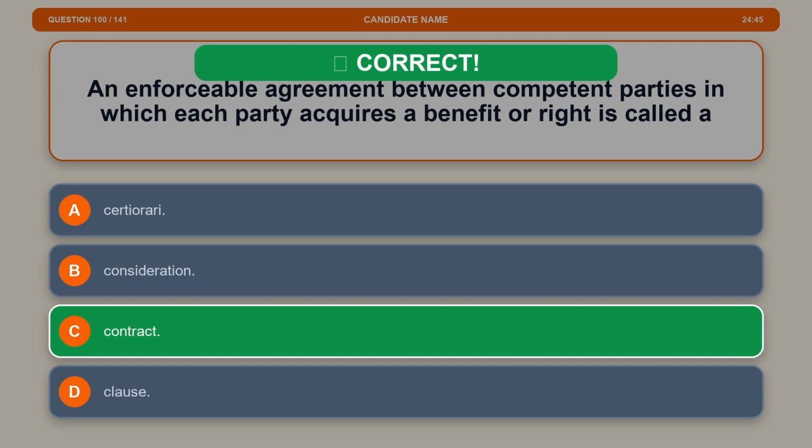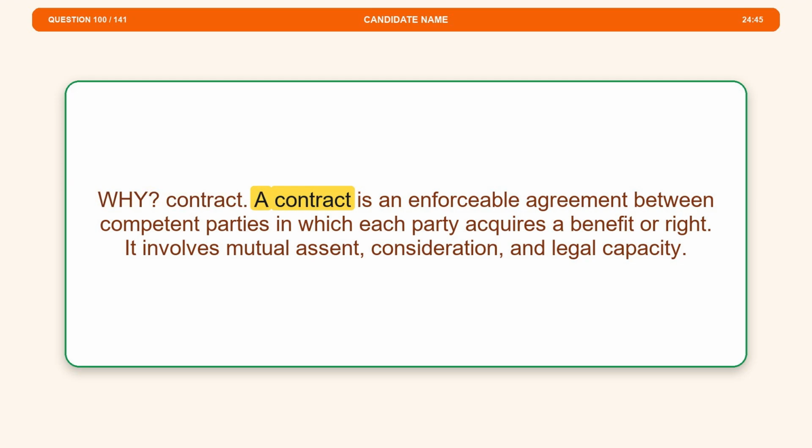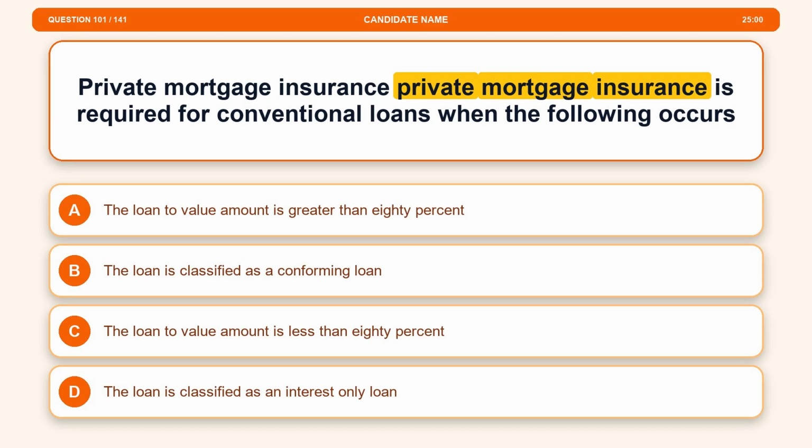The correct answer is option C. Contract. A contract is an enforceable agreement between competent parties in which each party acquires a benefit or right. It involves mutual assent, consideration, and legal capacity. Question 101. Private mortgage insurance.